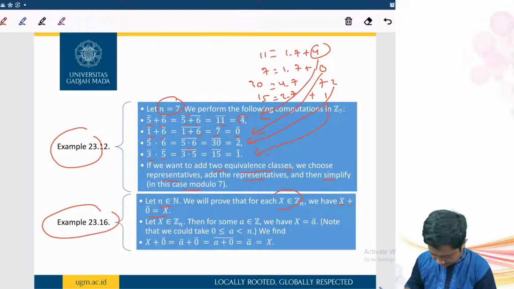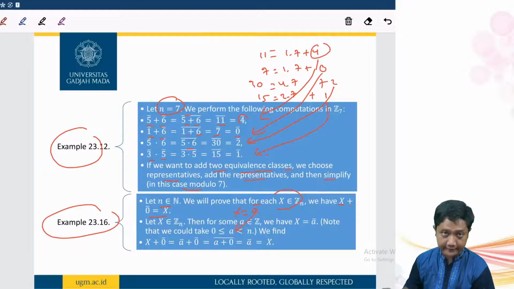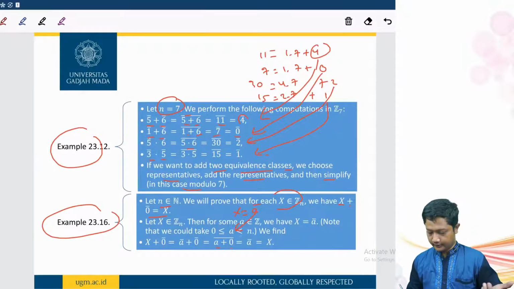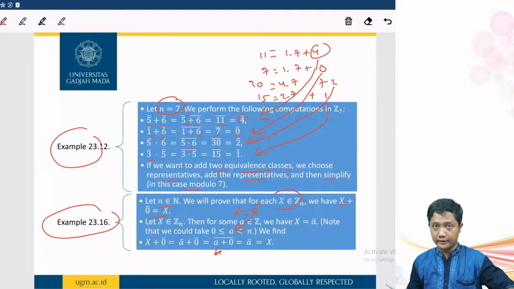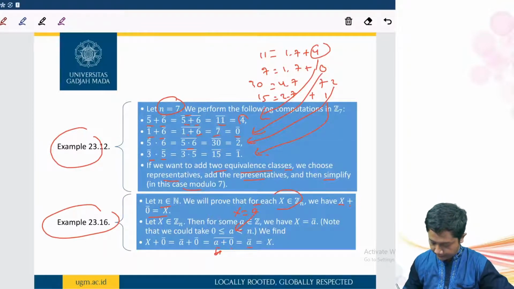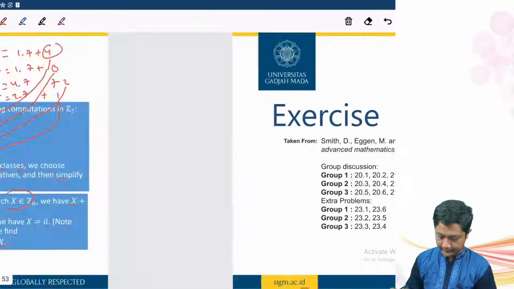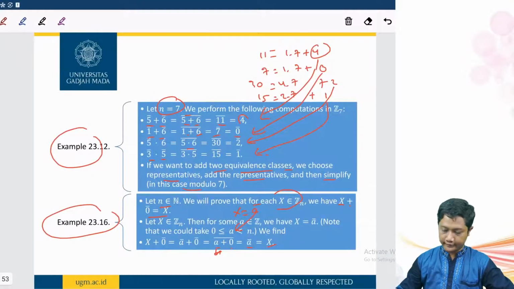It should be clear, because if x is equal to a bar, then a bar plus 0 is a plus 0 bar. Then a is an integer, right? An integer plus 0 becomes itself. So I have a bar, and that is x itself. And that's all for this topic.